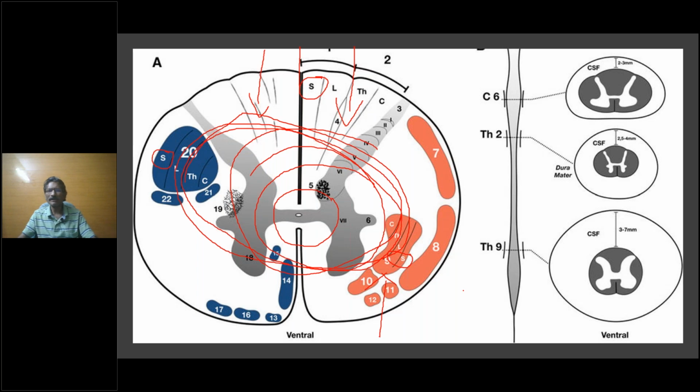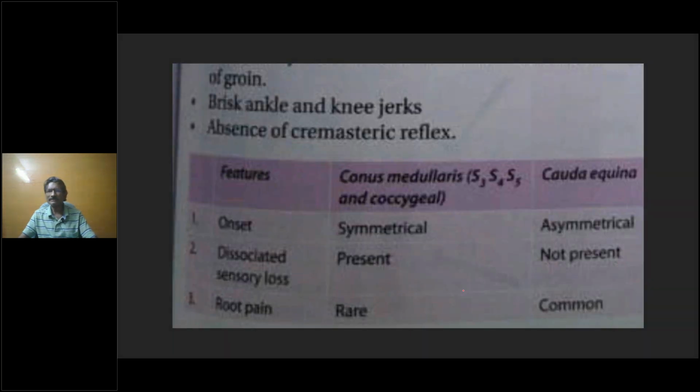Okay, now coming to some of the differences given in Alagappan. Many of the differences have exceptions, so I'll start from here. I think now you know why cauda equina is asymmetrical, because basically it is a bunch of roots. Quite often the root is pressed on one side, then on the opposite side. So often it is asymmetrical, starting at one place and going to the opposite side.